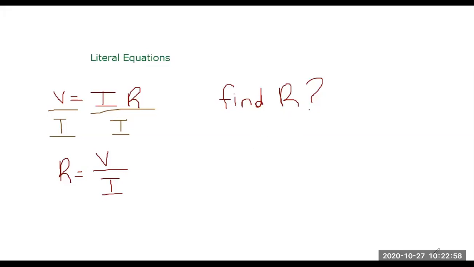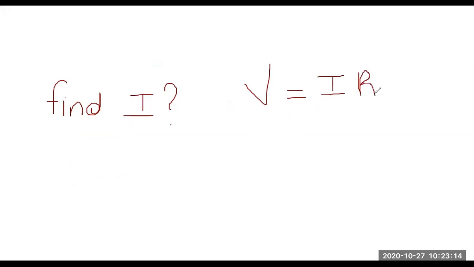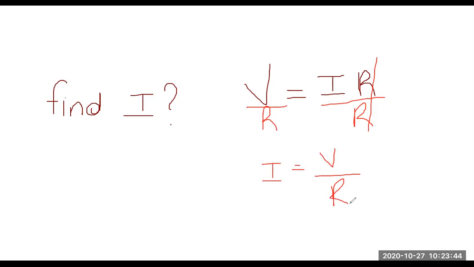So what if I say find I? And the equation is V equals IR. Then it'd be V over R. So I divide by R because R is beside I, right? And I need to find I, which means I need I to be by itself. So I have to divide by R to get rid of R. And whatever you do to one side, you have to do to the other side. So this cancels out. So I is equal to V over R.